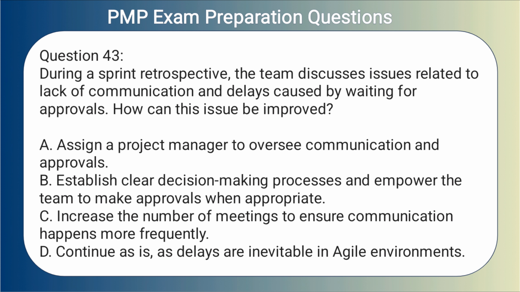Question 43. During a sprint retrospective, the team discusses issues related to lack of communication and delays caused by waiting for approvals. How can this issue be improved? A. Assign a project manager to oversee communication and approvals. B. Establish clear decision-making processes and empower the team to make approvals when appropriate. C. Increase the number of meetings to ensure communication happens more frequently. D. Continue as is, as delays are inevitable in Agile environments.